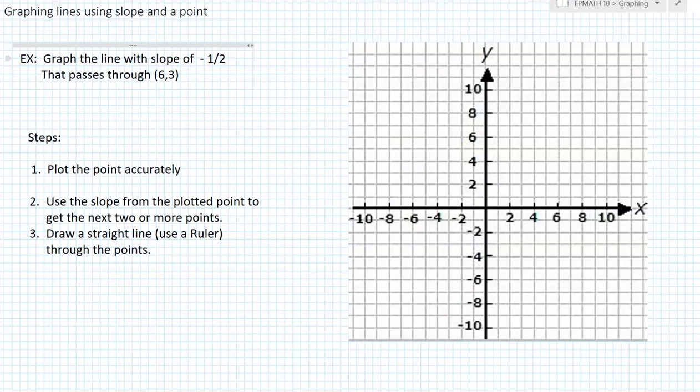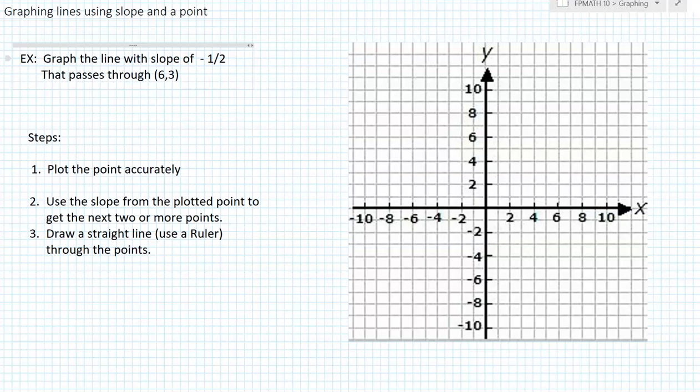Hello again. Today we're working on graphing lines, different ways of graphing, given different information, and using that type of information to graph. And then later on we want to come up with the equation of a line as well. So for today we're doing graphing lines using slope and a point on a line.